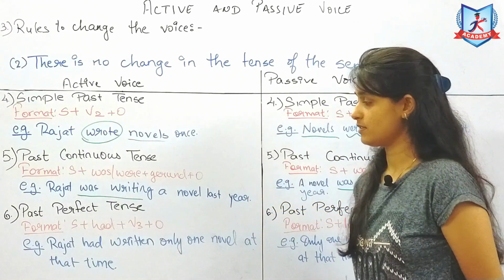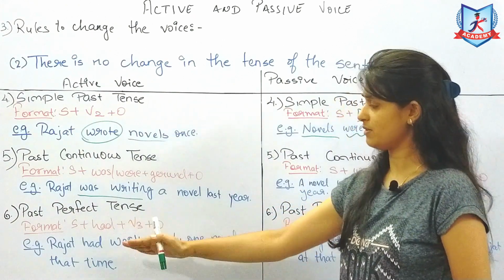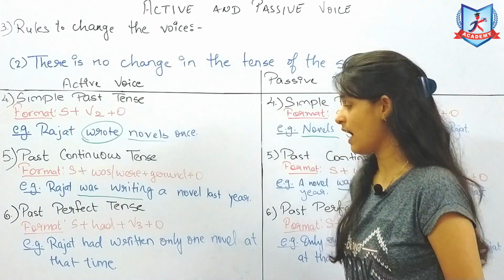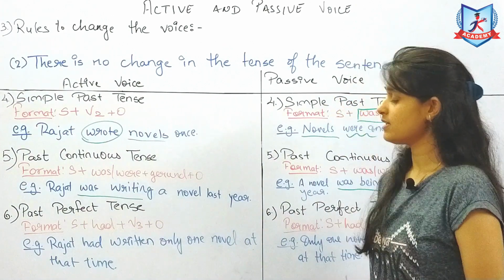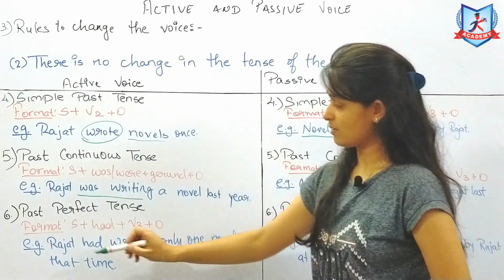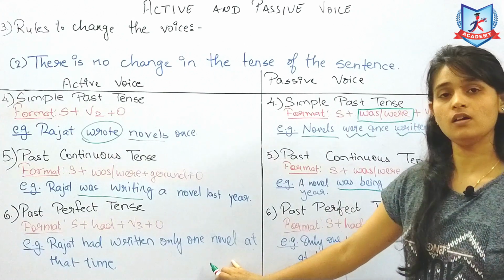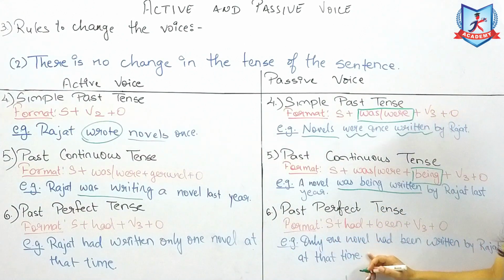Past perfect tense, past perfect में हम यूज करते हैं had. So form it is subject plus had plus V3 plus object. Rajat had written only one novel at that time. So in this case, Rajat is my subject, had written is the verb, only one novel is the object. So I start the sentence with only one novel.